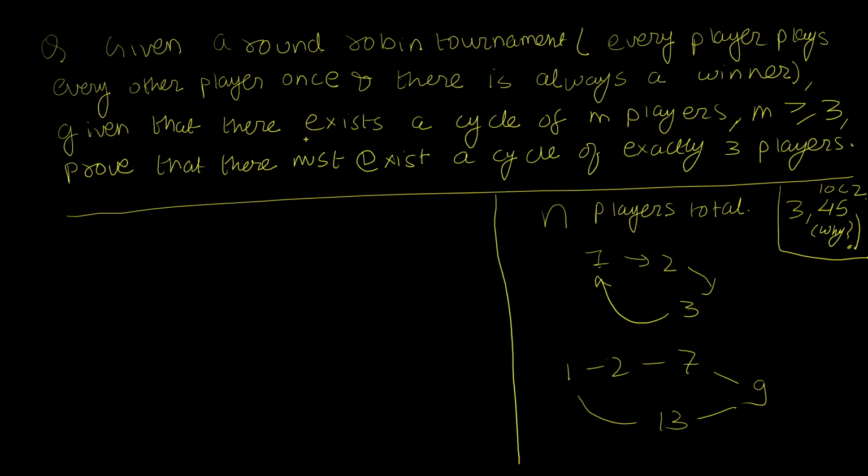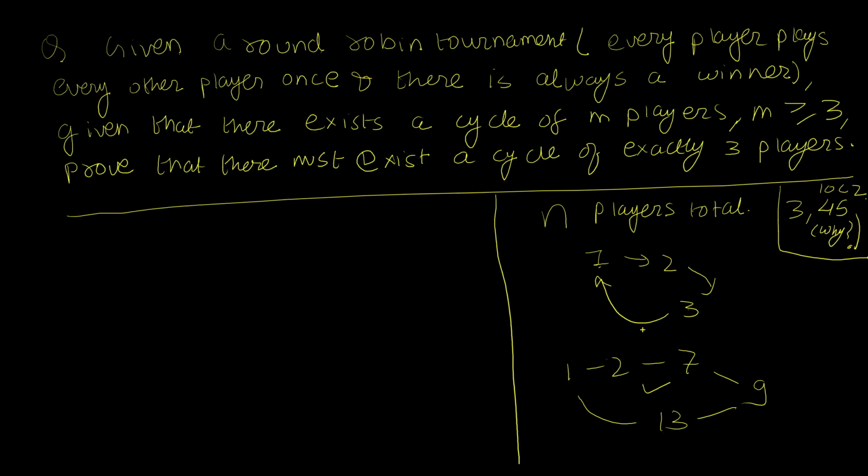So what is the question saying? The question says that if there exists a cycle of m players and m is greater than or equal to 3, so it could be a cycle just like this with 5 members, the question asks me to prove that if this cycle exists, there also exists another cycle with exactly 3 players. So I can state it strongly: if any cycle exists at all, a cycle of 3 players is also guaranteed to exist.